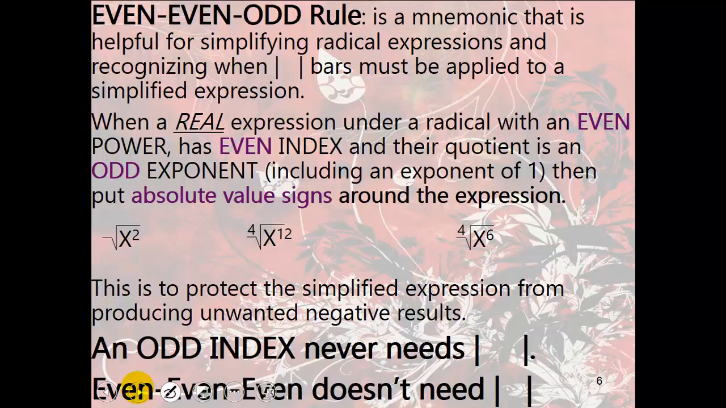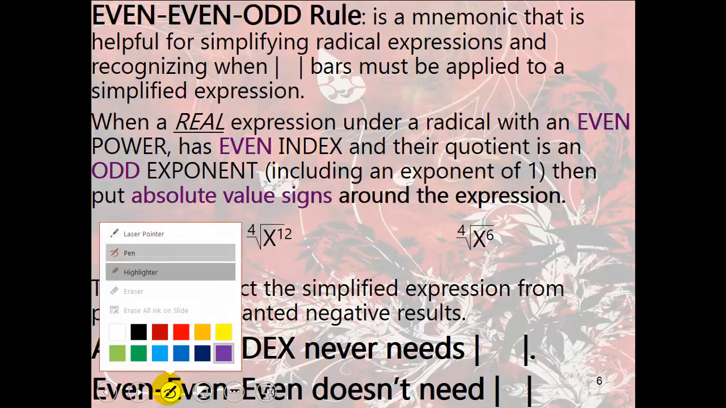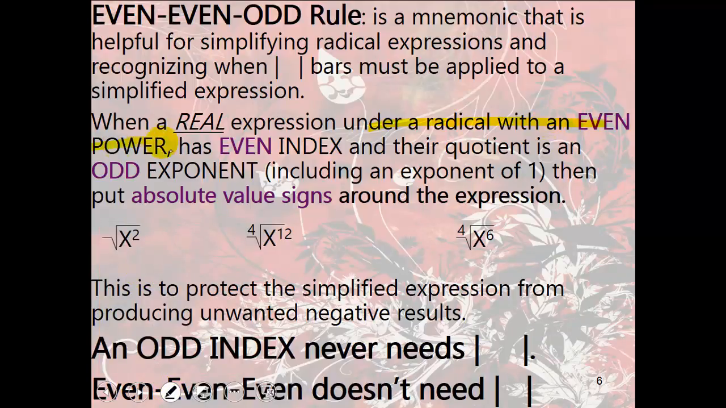Okay, so there's a rule that we have to think about, and this only deals with when we have even indexes. It's called the even, odd rule, okay? So when you have a real expression, and you have an even power under the radical, and you have an even index, and say you divide them and the quotient produces an odd exponent.